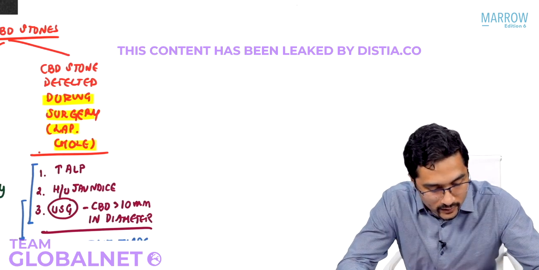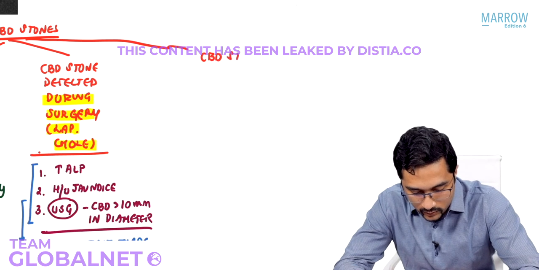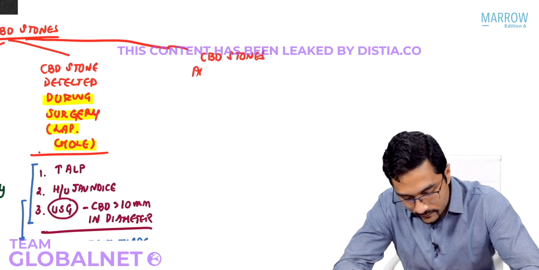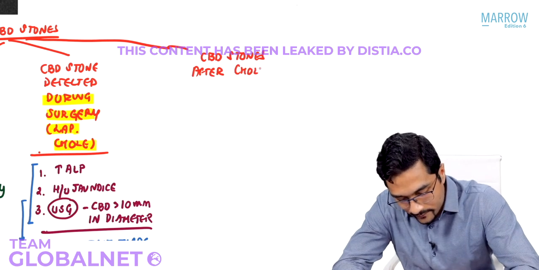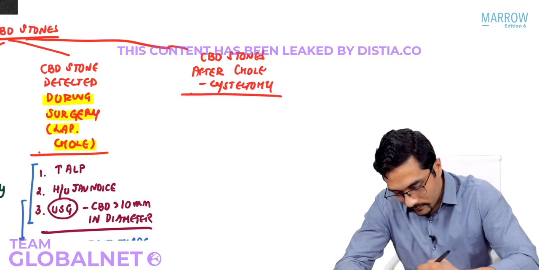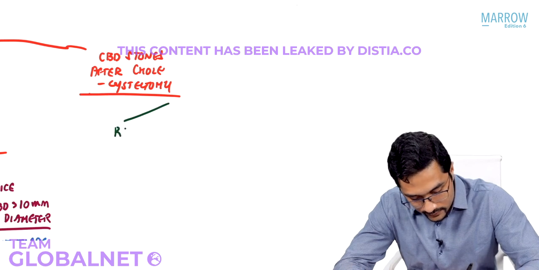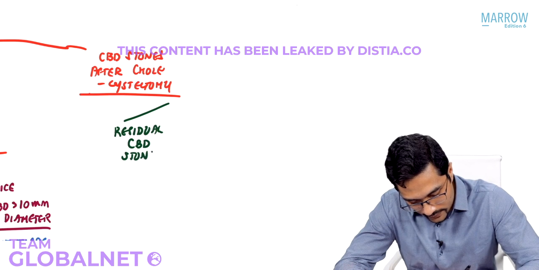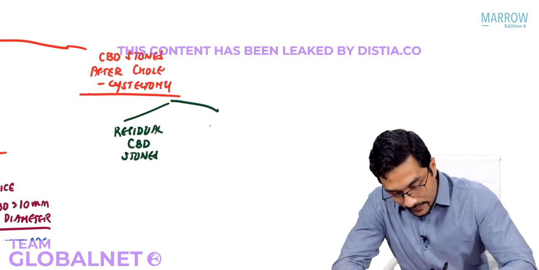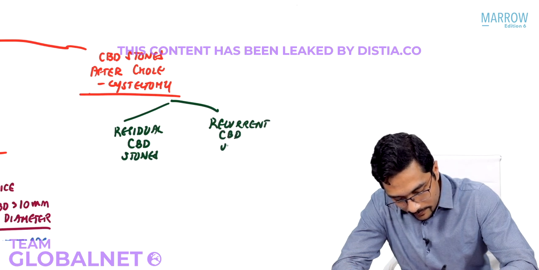Now the third scenario is when stones are discovered, CBD stones after chole. CBD stones are detected after cholecystectomy. That is the third scenario. So you can have 2 types of stones here. You can either have residual CBD stones, or there can be recurrent CBD stones.